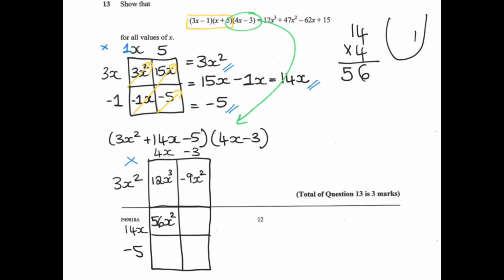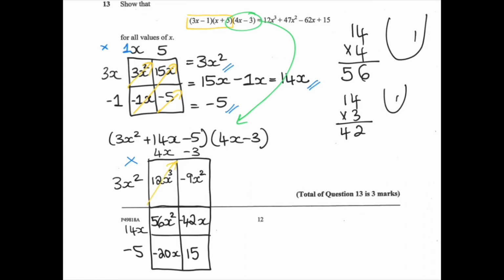Moving across, I've now got 14 times 3. That's okay, do exactly the same. 3 times 4 is 12, so I put the 2, carry the 1. 3 times 1 is 3, add the 1, 4. So I've got 42, so this becomes 42x. And it's actually a minus 42x, so I've got 14 times minus 3. Last box, last row, I've got minus 5 times 4, so minus 20x, and finally I've got minus 5 times minus 3, positive 15.